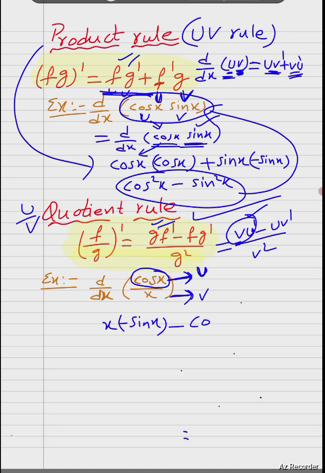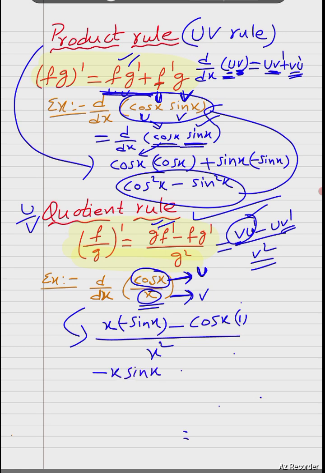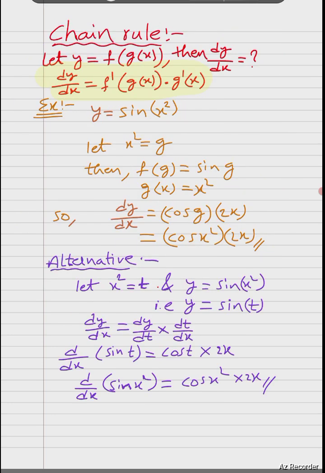What is u? Cos x. v dash means the derivative of x. What's the derivative of x? It is 1. You can refer to the formula table. All upon v square, and v square is x square. So this is the derivative of the given function. Finally it becomes minus x sin x minus cos x upon x square. This is the answer. This is how we make use of the quotient rule.